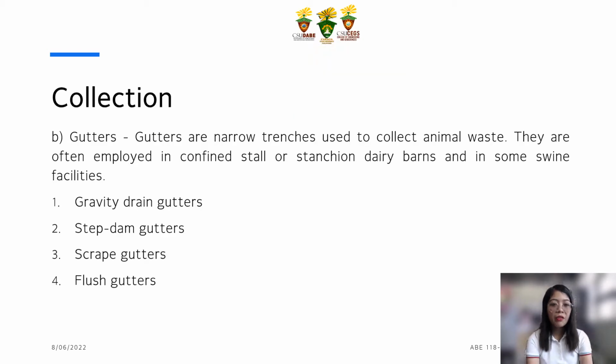So another for collection, we have the gutters. Gutters are narrow trenches used to collect animal waste. They are often employed in confined stall or stanchion dairy barns and in some swine facilities. There are different types of gutters. We have the gravity drain gutters, step dam gutters, scrape gutters, and the flush gutters.